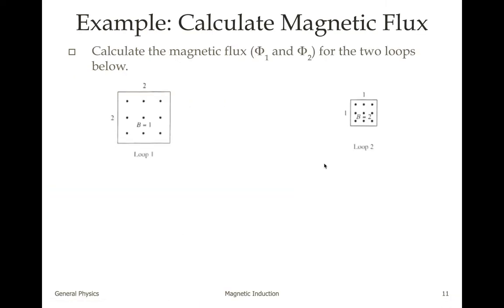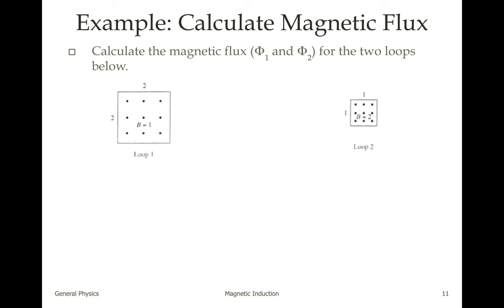Okay, so let's do 2 simple examples. How will we calculate the magnetic flux? So we have 2 loops here, how to calculate the magnetic flux, phi1 and phi2. Phi is the Greek letter phi, for the 2 loops below. Okay, so we'll do loop 1 first, that's on the left.